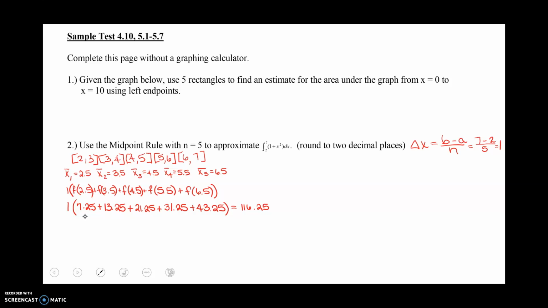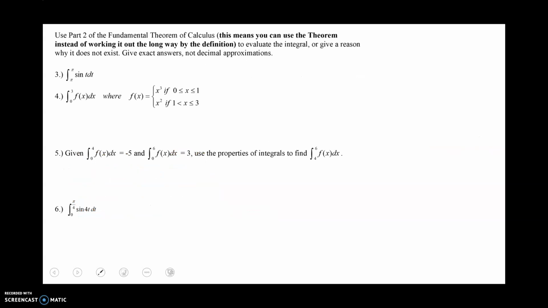And then we're going to do the same thing with 3.5. We're going to plug it in for x, and we would have 1 plus 3.5 squared, and then 1 plus 4.5 squared. So that's where these numbers are coming from. I add all of those up, and then I multiply it by my change in x, and that gives me my Riemann sum, or my approximation of the area under the curve using 5 midpoints.